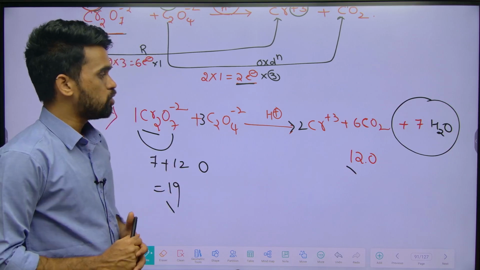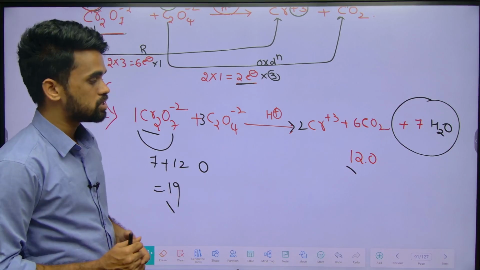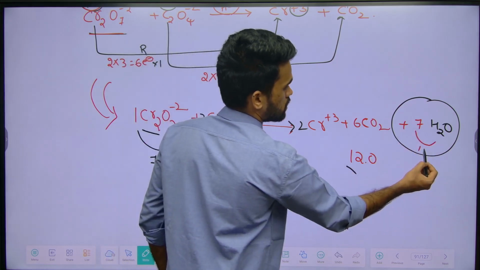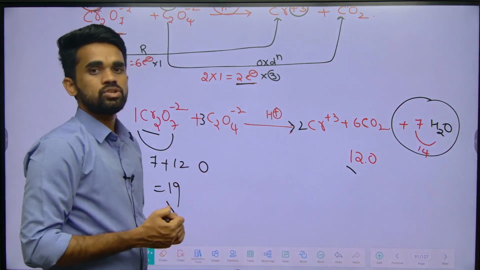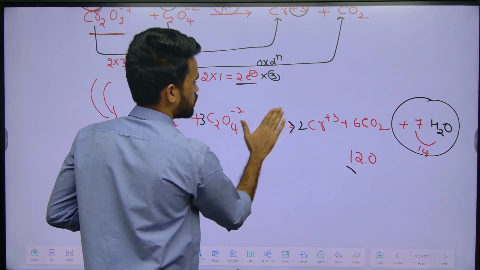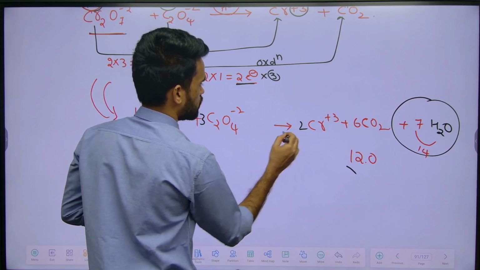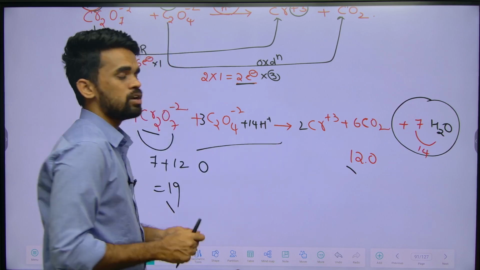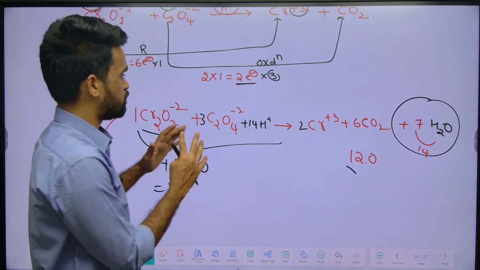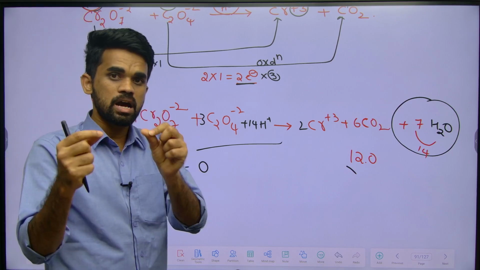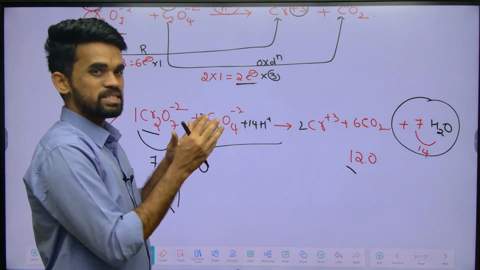Done. What about next? H+ ions, hydrogens. How many are there? On the product side there are 7 times 2, that is 14. The reactant side also should be 14. So here this H+ ion is given now. So you can write it like this, 14 H+. That's it. So this is your final balanced equation. Just cross check and verify with your answer whether both of them are the same or not.